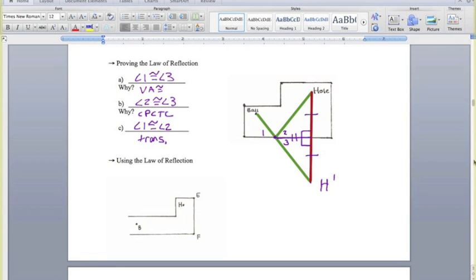So it's kind of the basic idea there of not just believing me when I tell you angle in should equal angle out, but seeing that this is guaranteed to happen every time because of the geometry of the picture. So we've got one more problem we want to look at.